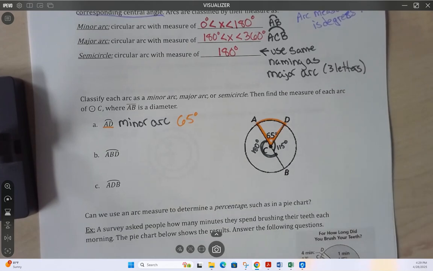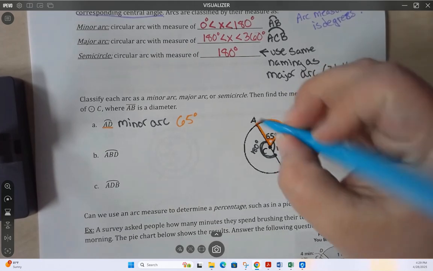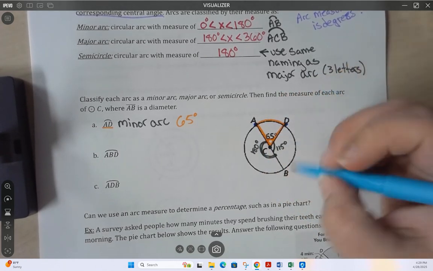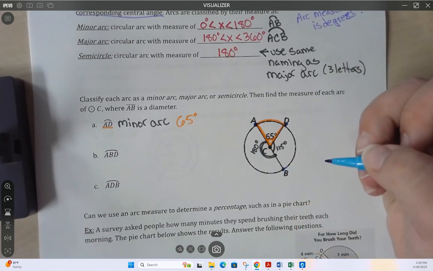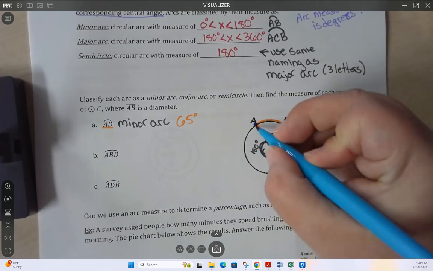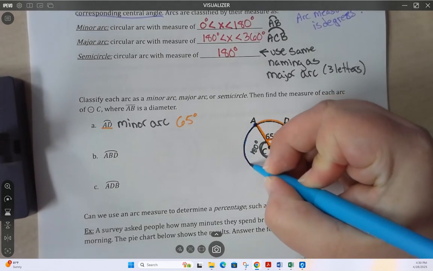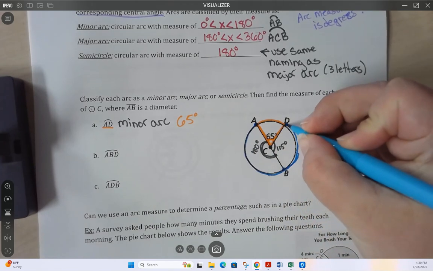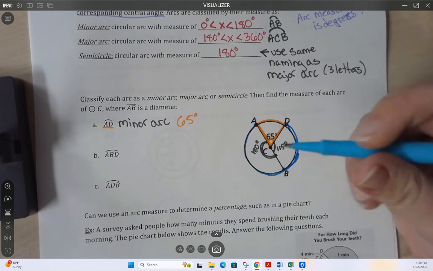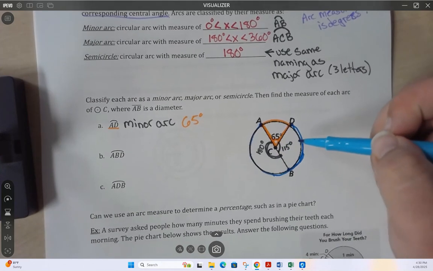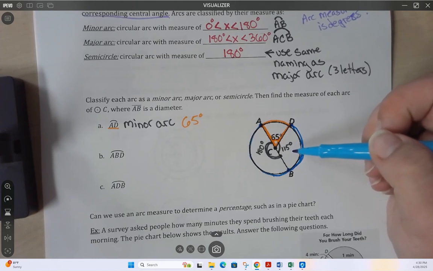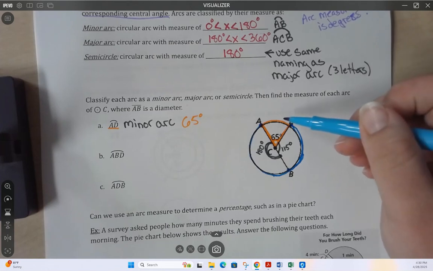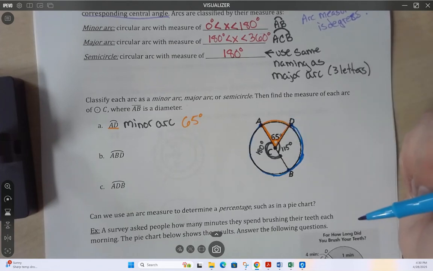Next it wants ABD. Okay, so ABD means I'm starting at A, I'm ending at D, but this time I have to pass through B on the way there. So this is just the opposite of what I did before. I'm going the long way from A to D. My tracing skills obviously need improvement. Now I can add the 180 to the 115 since I already know both of those. Or if I hadn't done that, I could take the 360 of the full circle minus the 65.